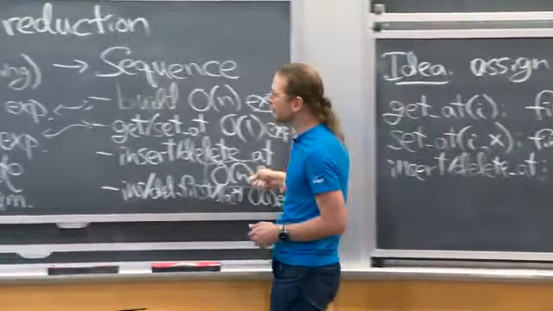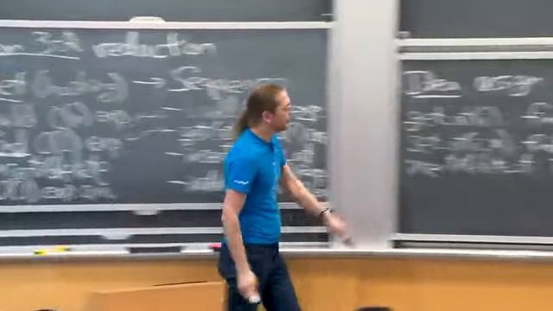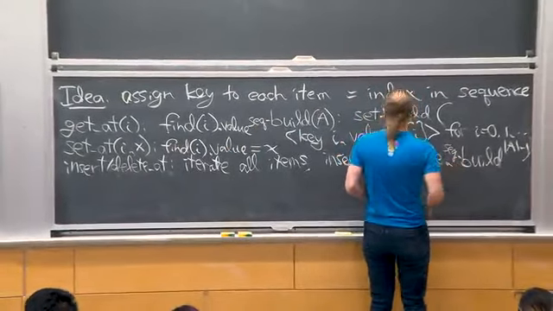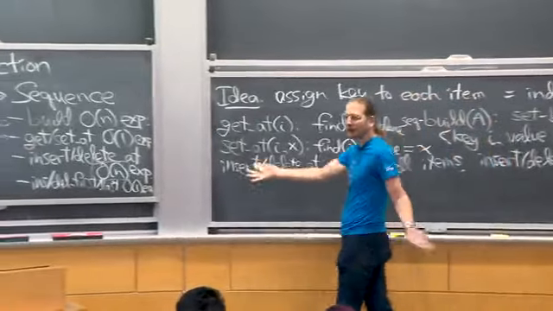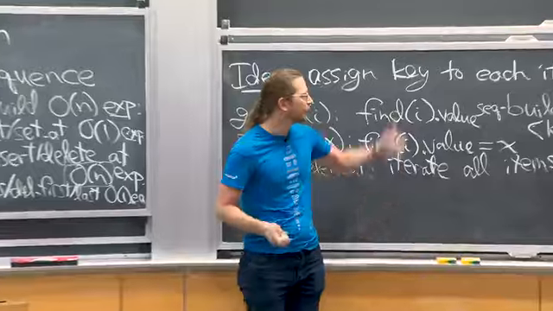But we can afford linear expected time. I can afford to call build again. I guess technically I'm calling this sequence build. So I can afford to just extract things into an array, do the linear time operation on the array with the shifting and everything, and then just call build again.